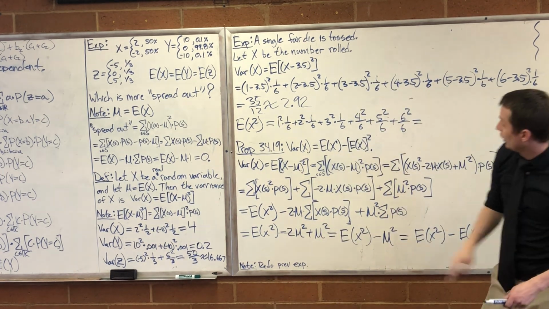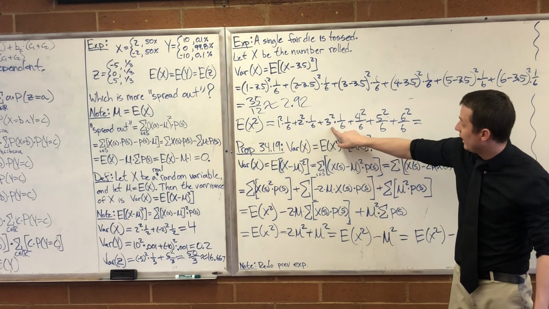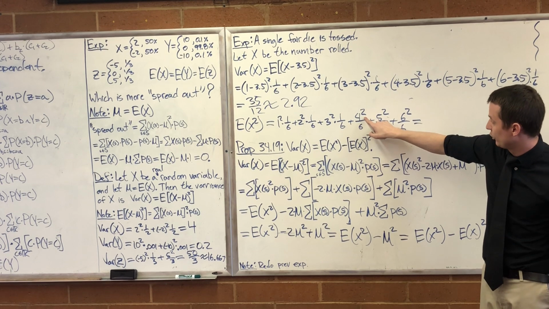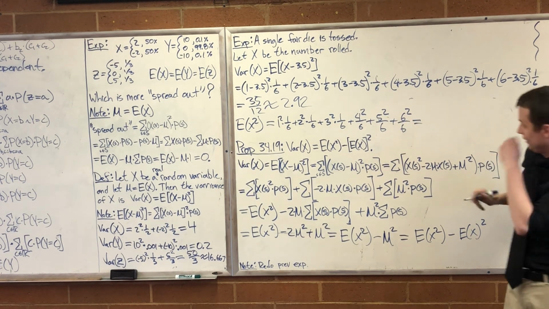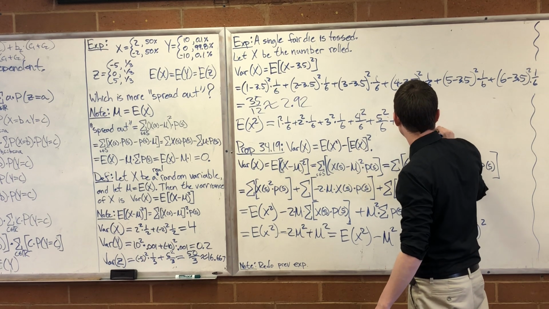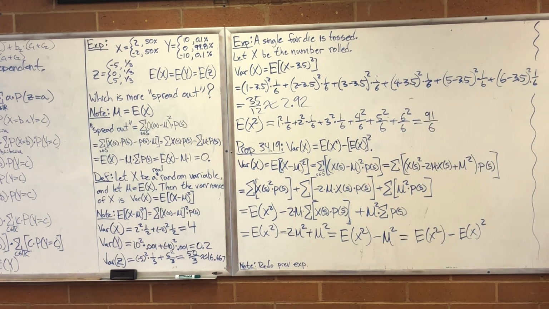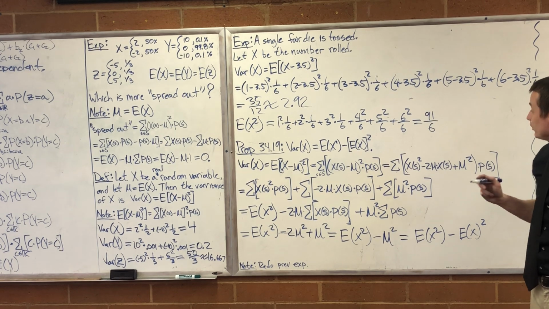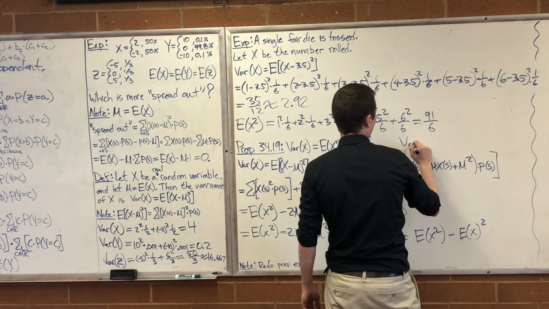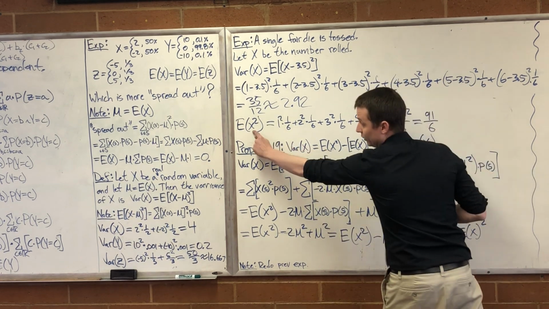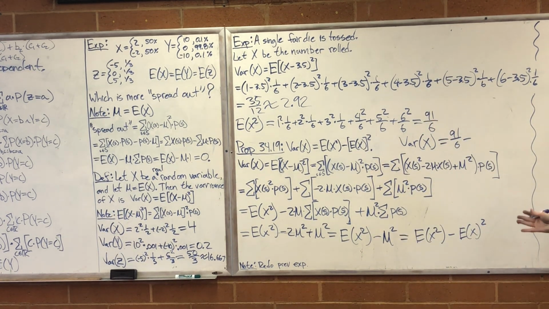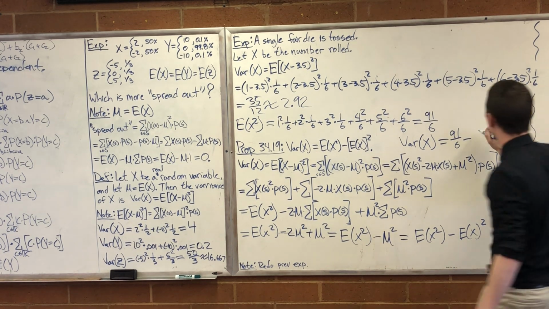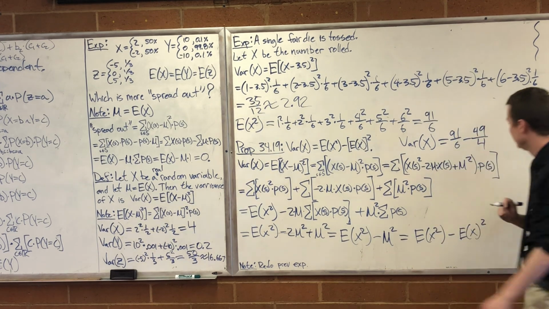Right? So that is 1 plus 4 is 5. 5 plus 9 is 14. 14 plus 16 is 30. 30 plus 25 is 55. And 55 plus 36 is 91 over 6. Right? And what was the expected value of x? 3.5 or 7 halves. So our variance of x is equal to the expected value of x squared, which is 91 sixths, minus the expected value of x all squared, or 3.5 squared, or 7 halves squared, or 49 fourths. Right?